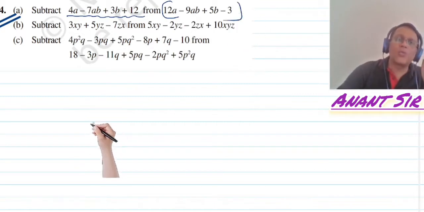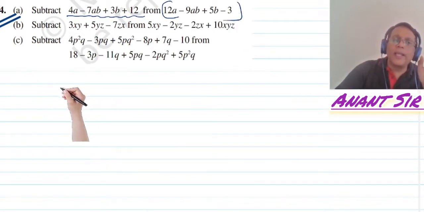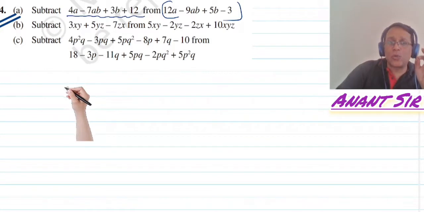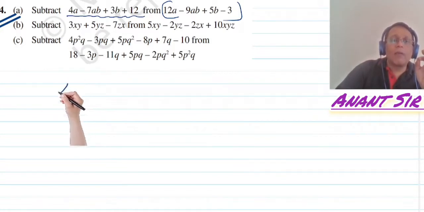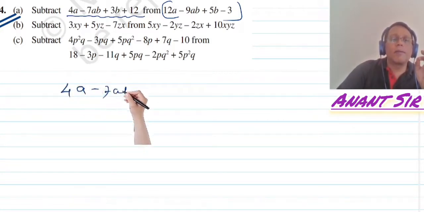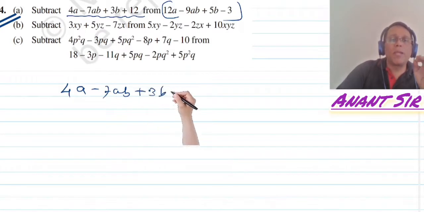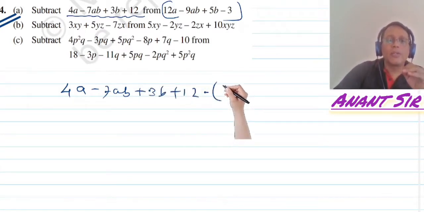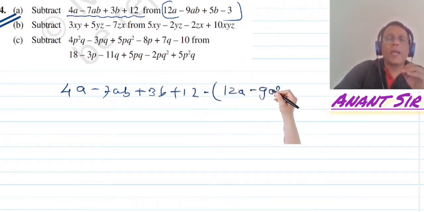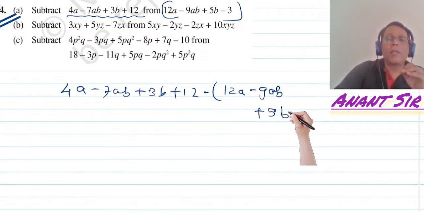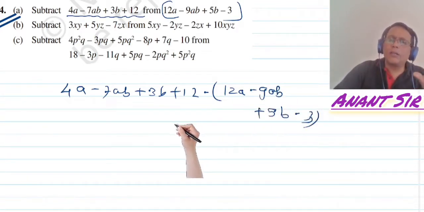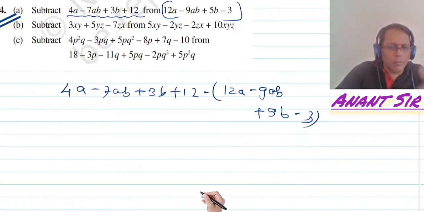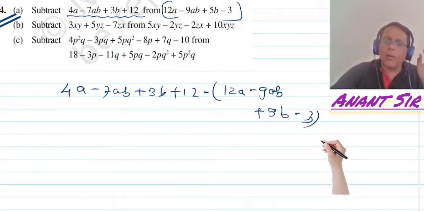Now many students write it like this: 4a minus 7ab plus 3b plus 12 minus 12a minus 9ab plus 5b minus 3. They think there is nothing wrong in it and they solve the question. But the first step only is wrong. Then how can we get the answer correct? Many students have confusion in this.